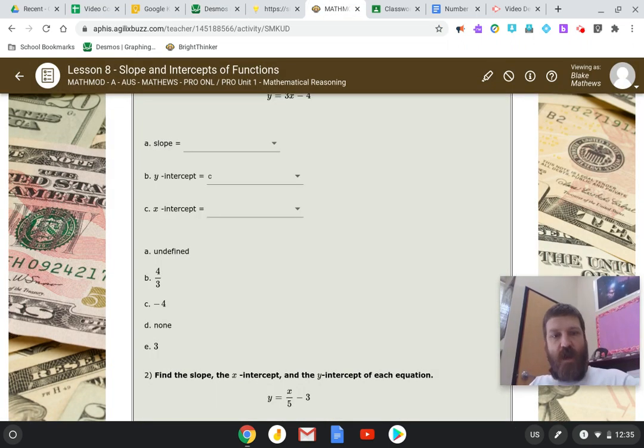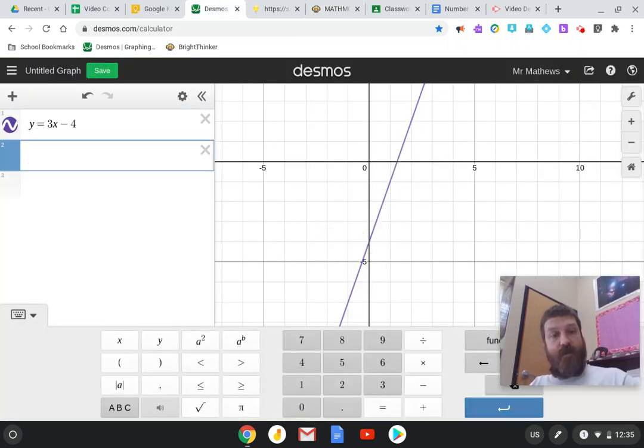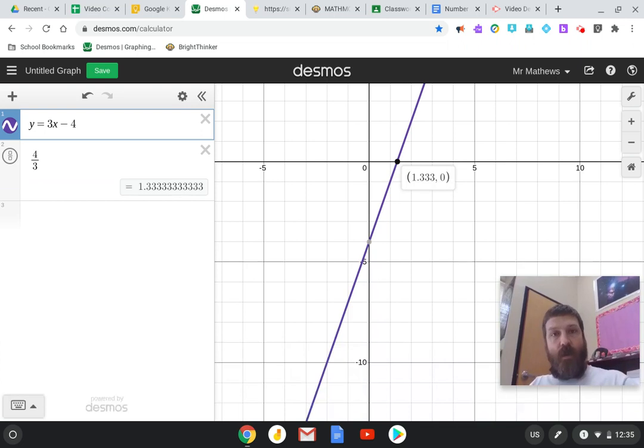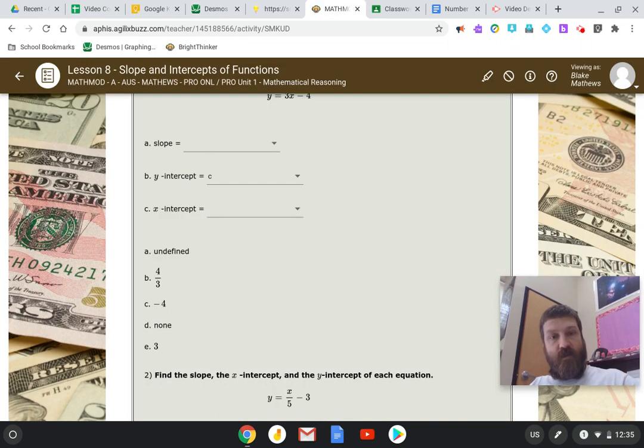So let's go see if we think one of these is correct. Well, that's definitely not 3. We already used answer choice C. So really B is the only answer that makes any sense. And that is equivalent to 1.333. And I could find that by just coming over here and typing 4/3 and seeing that it does equal 1.333, which was the value of that point. So that's going to be my x-intercept, answer choice B.